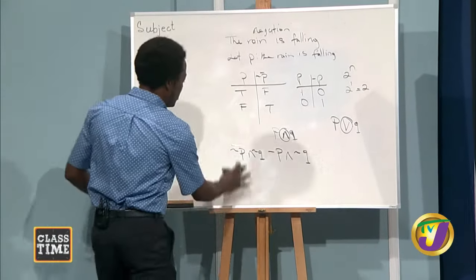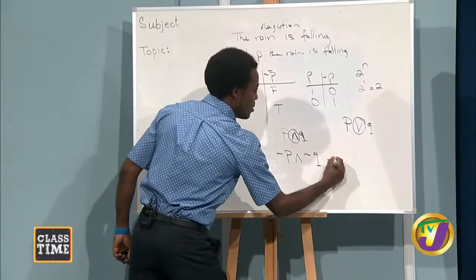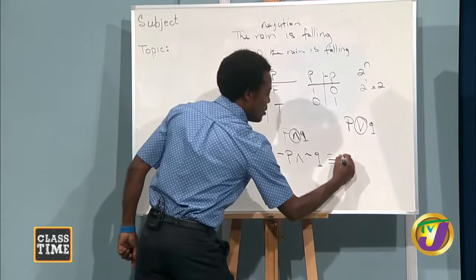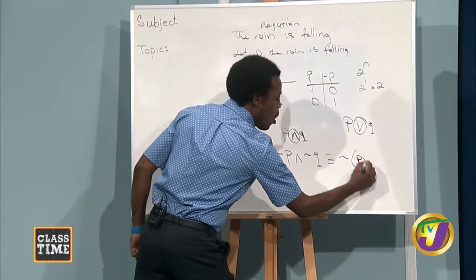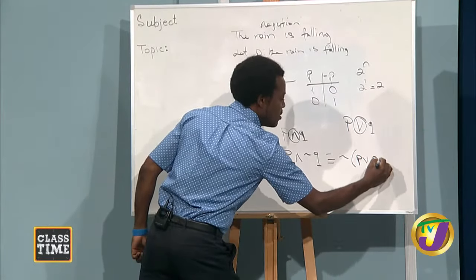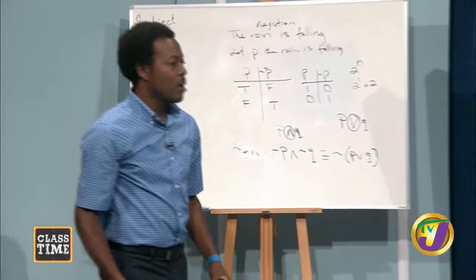And based on De Morgan's theorem, we can also express this as equivalent to not P, or Q. So that's what De Morgan's law is stating there.